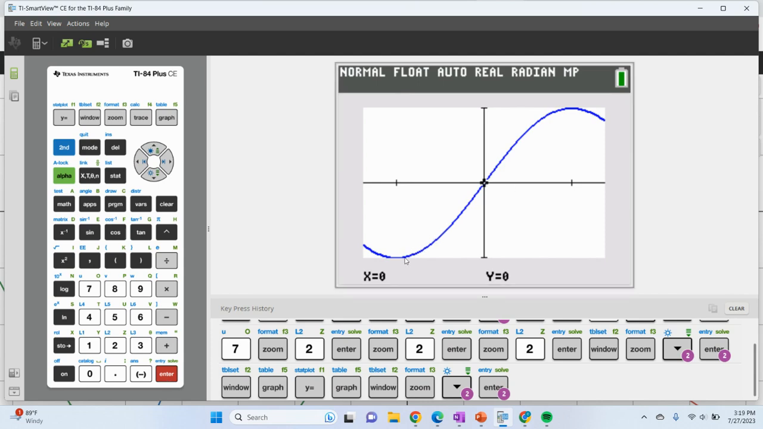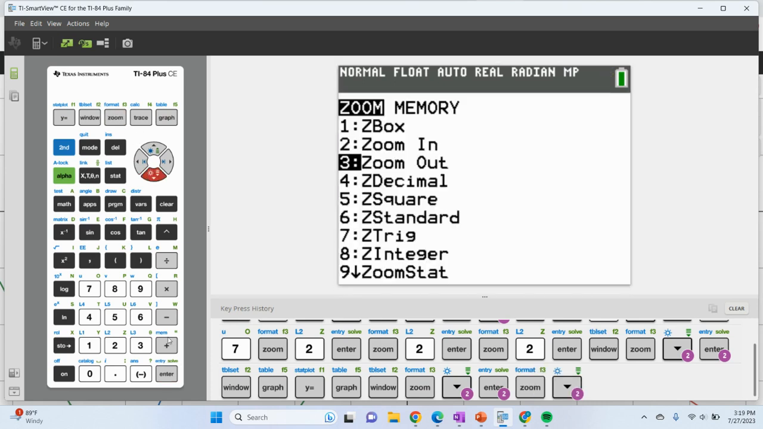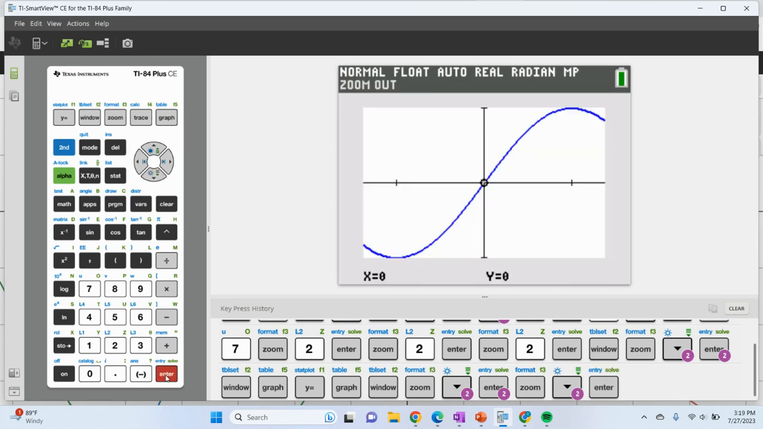So now it definitely doesn't appear to be a line anymore. At the left and right edges, it looks obviously curvy. I'm going to zoom out one more time, and I'm going to hit enter. You have to hit enter again in order to actually activate it. So this definitely looks like a sine or a cosine wave.